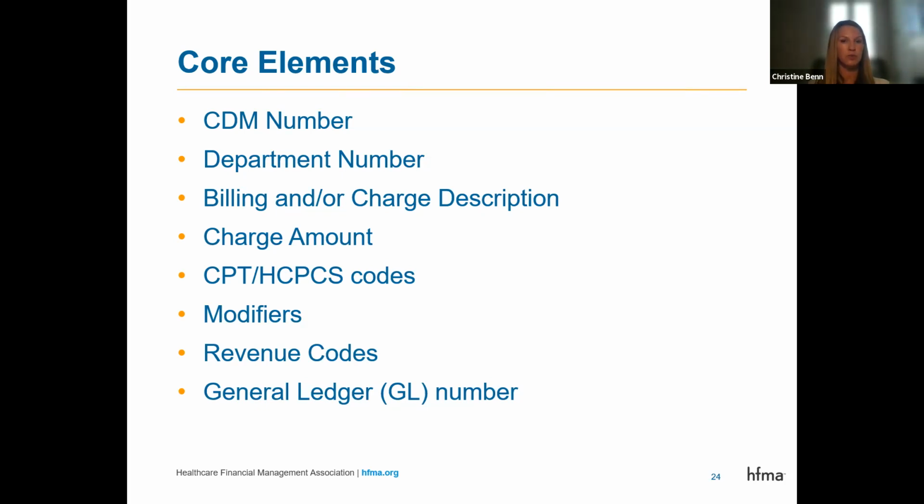Revenue codes are 4-digit codes established by the National Uniform Billing Council that categorize and classify a line item in the charge master. And then the GL number, a number used for accounting purposes that directs the revenue to the appropriate department.